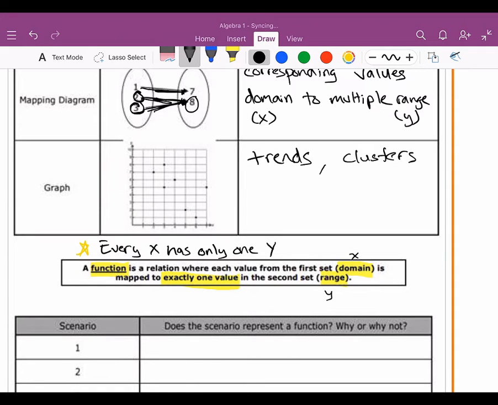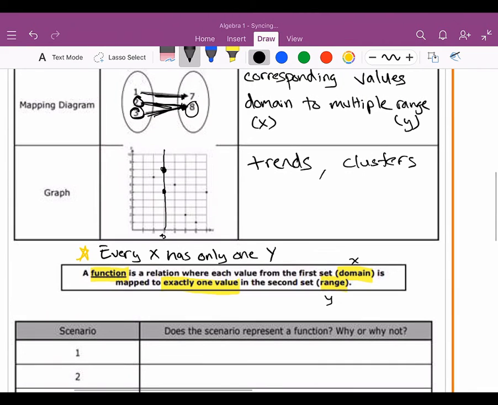And with the graph, the easiest way to tell if it's a function, if there are multiple y's for an x, is called the vertical line test. If you notice here, if you draw down, say this is a 3, it's mapped to both these values here for y. That's not a function. That's one way to check a graph. So that's the main thing about a function: every x has only one y.